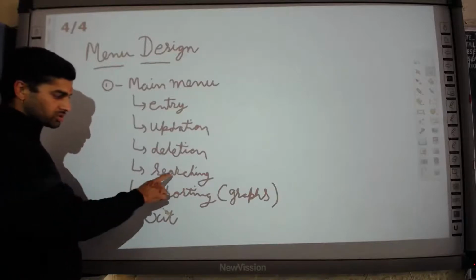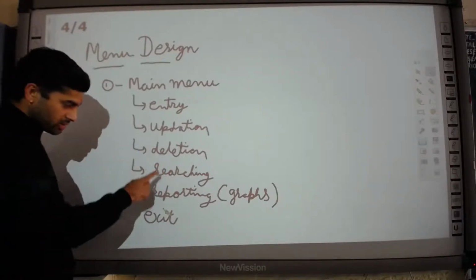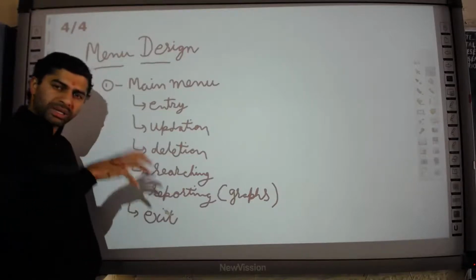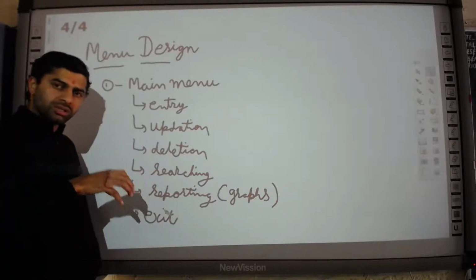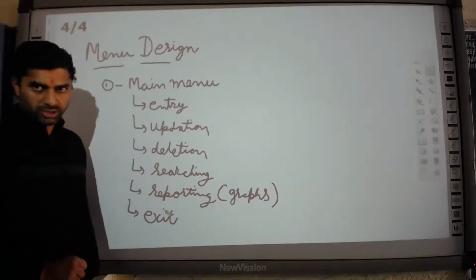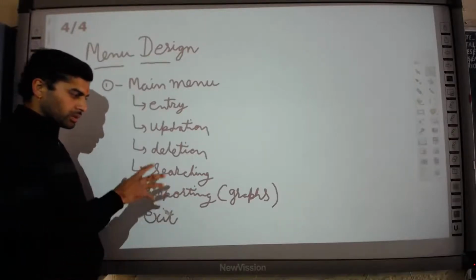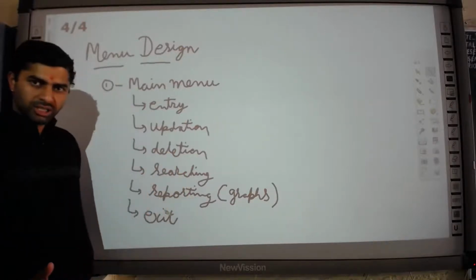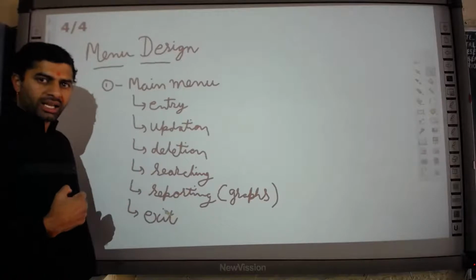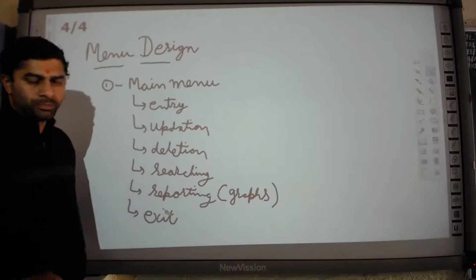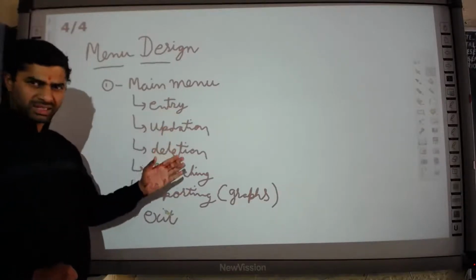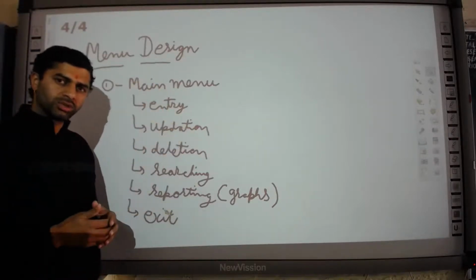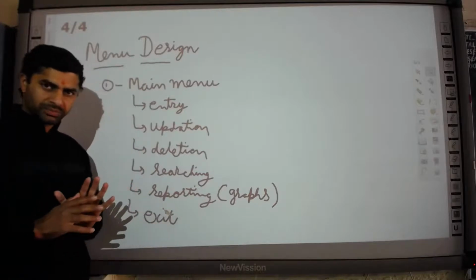Suppose the best ones are this searching part and this reporting. Please note that these two are the basics on which the success of your project depends. The more options for searching and the more options for reporting you give, the more adaptive and the more successful your project will be. Because in entry there is nothing: you have to get all the details from the user and save them into the database.